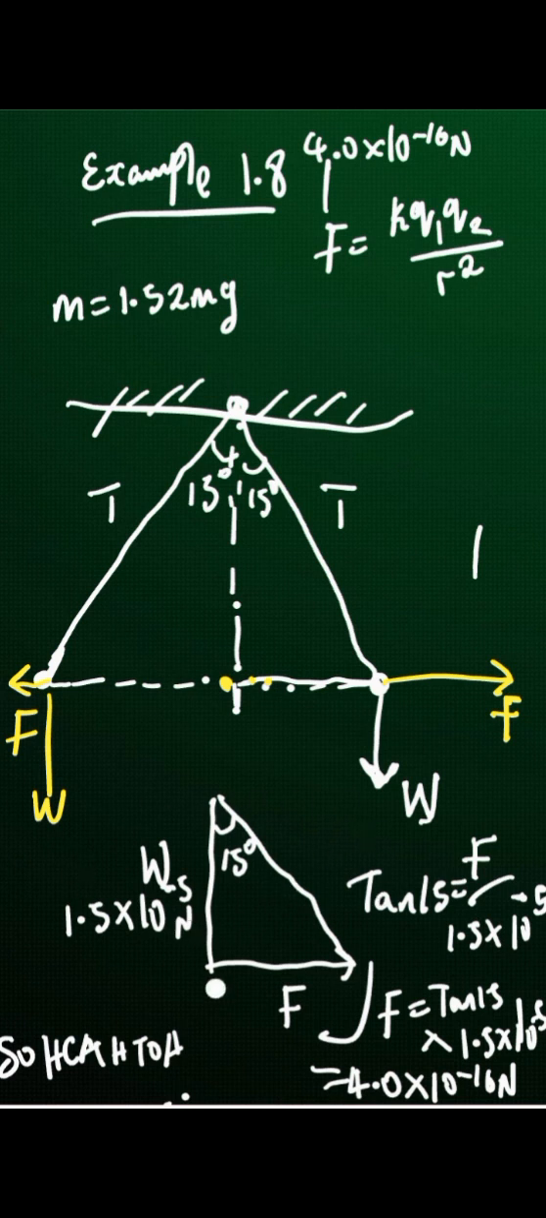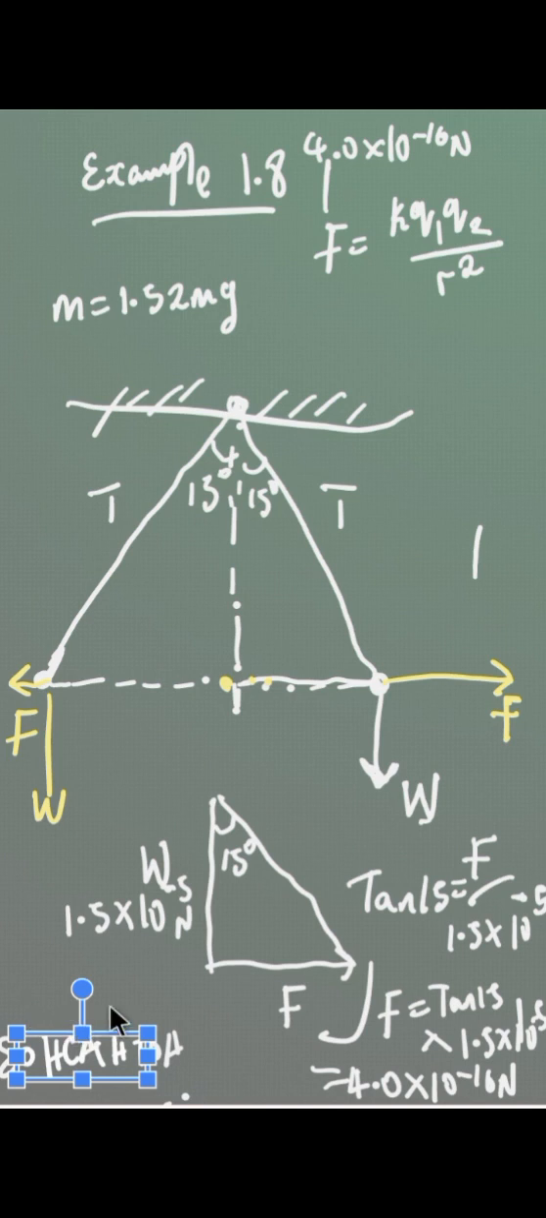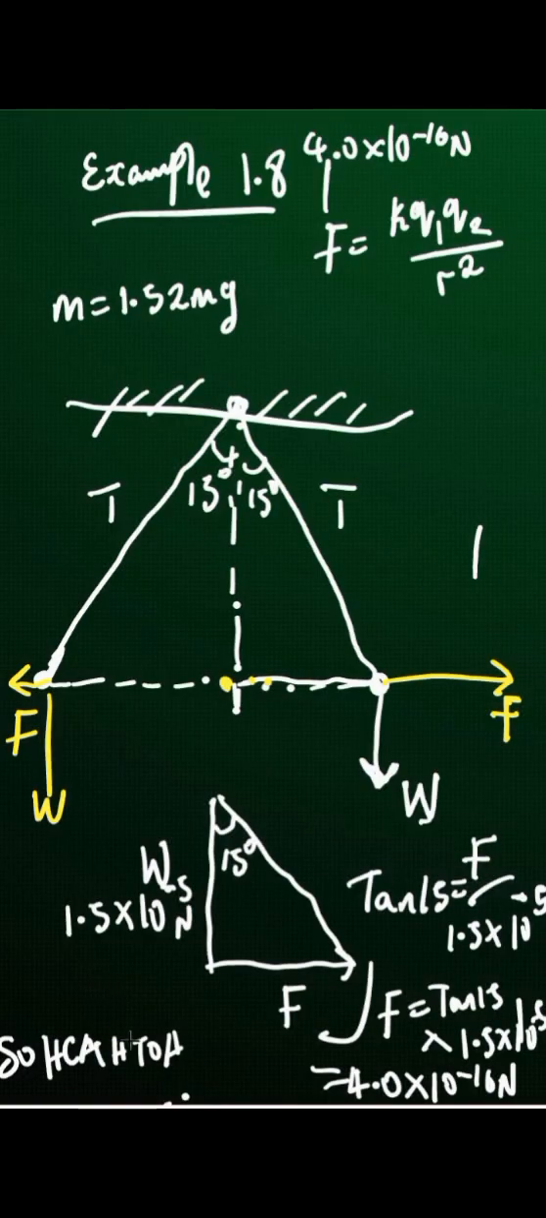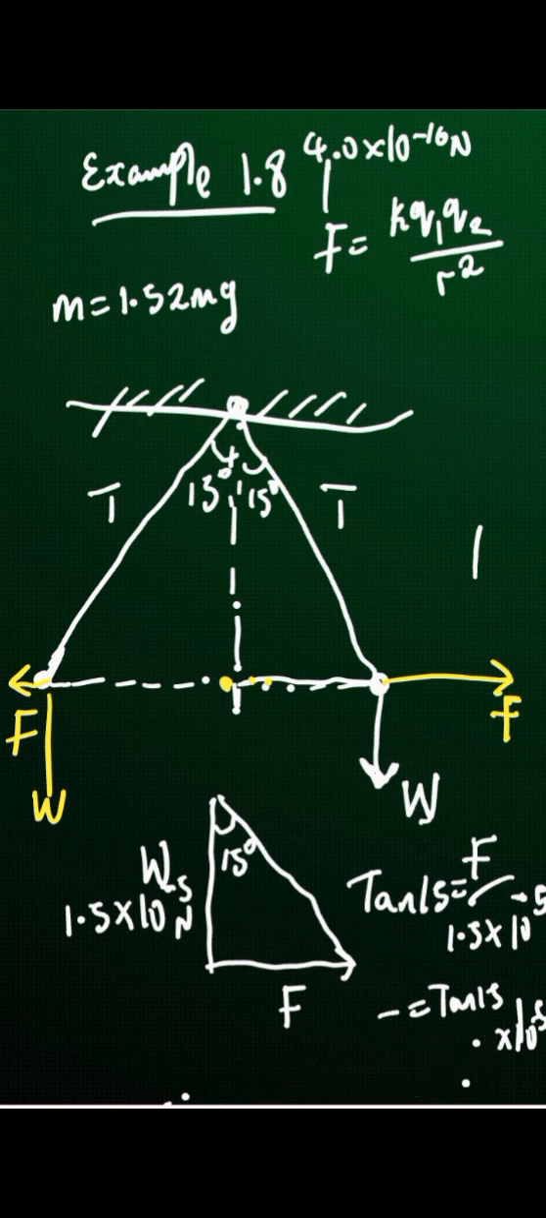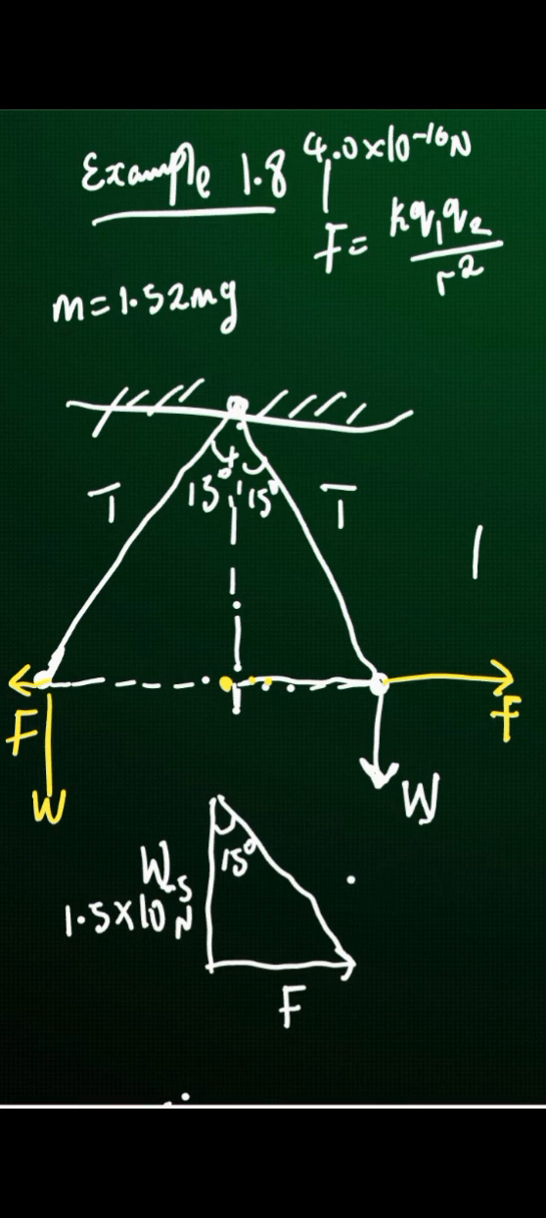The only value they gave us in distance is the length of the thread, right? This is the length of the thread given to us. So there are two ways you can solve this. You can use the sine rule, or you can also use the right angle triangle. I would love to use the right angle triangle because I just like the method. But you can actually use both.